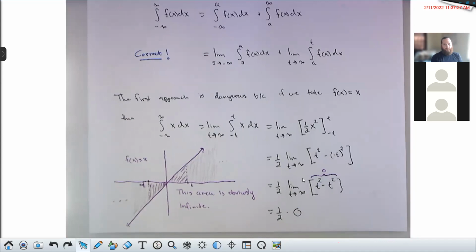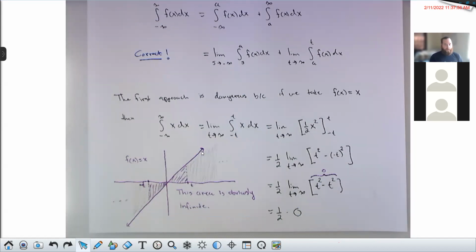The integral from negative t to t of x dx, this integral is always 0. So you end up taking the limit as t goes to infinity of 0. But boy, oh boy, is that area not 0, right? That area is infinity. Just this area is infinity. And we really don't want to say that an integral that measures an infinite area is convergent. That is counter to the whole concept that we're dealing with.